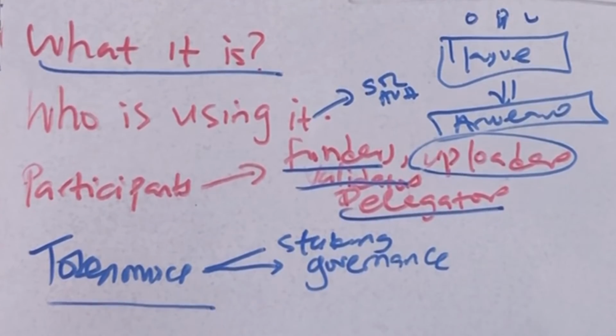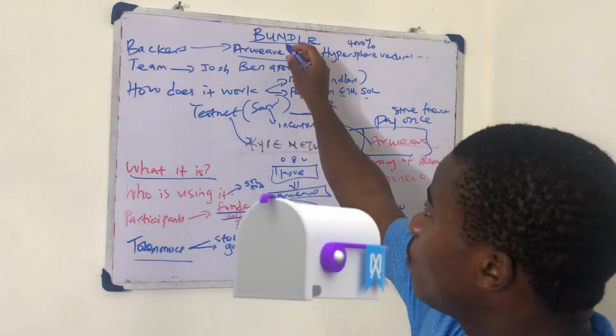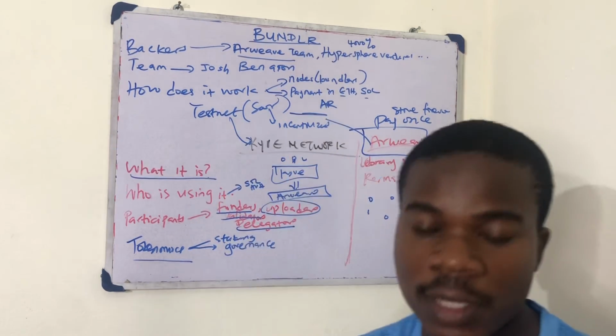So with this, you've gotten a brief introduction to what the Kyve network is all about, what the Bundlr is all about, and then what the Arweave network is.